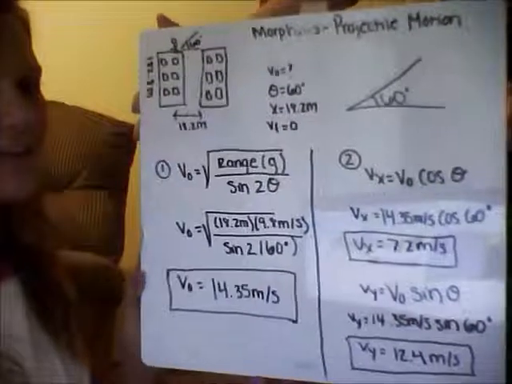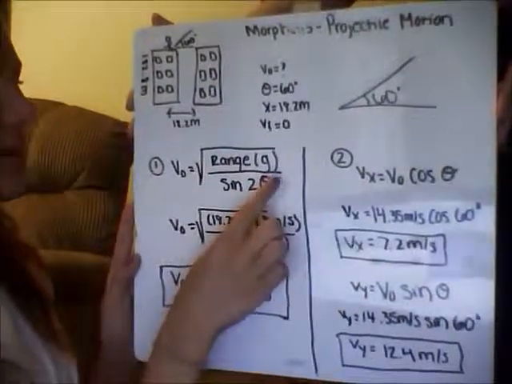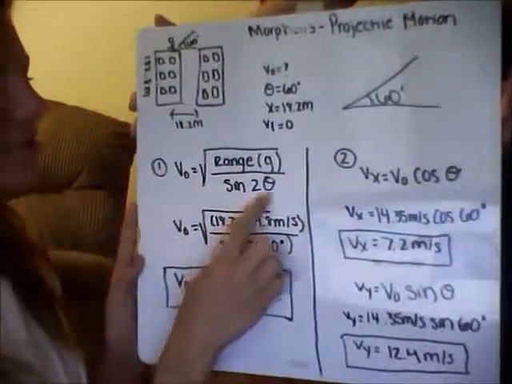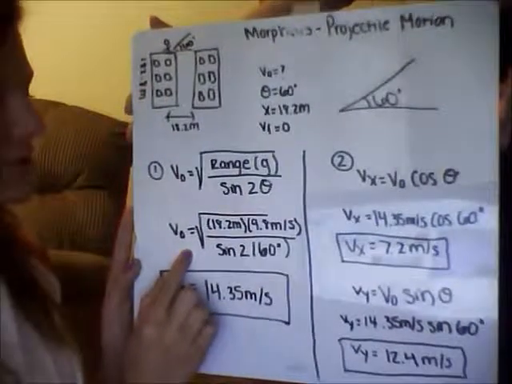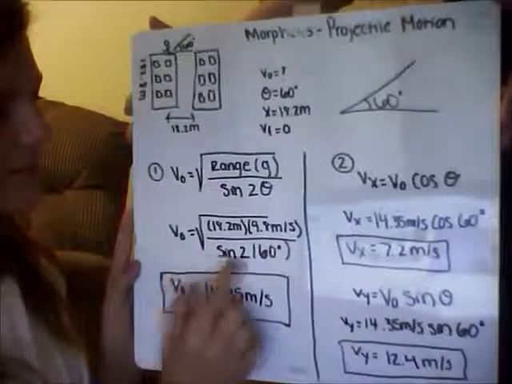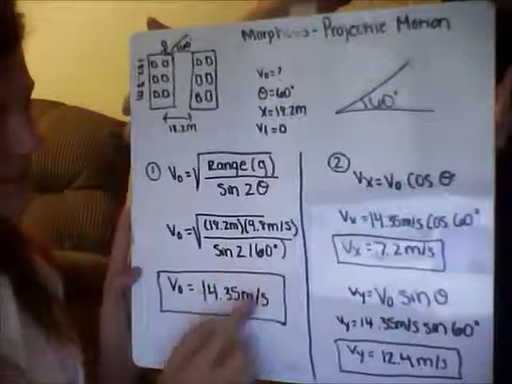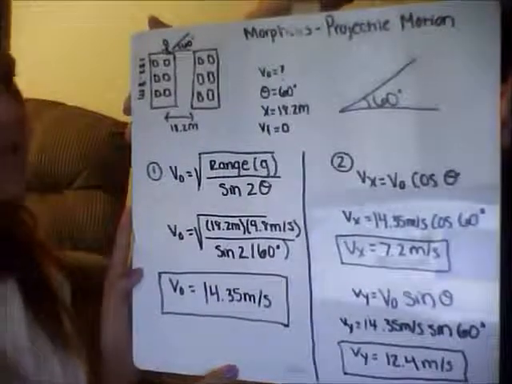We can start to calculate his initial velocity by using the square root of the range times gravity divided by the sine of 2 times the angle. If we plug in our numbers, we'll have the square root of 18.2 meters times 9.8 meters per second squared divided by the sine of 2 times 60 degrees. This will give us an initial velocity of 14.35 meters per second.